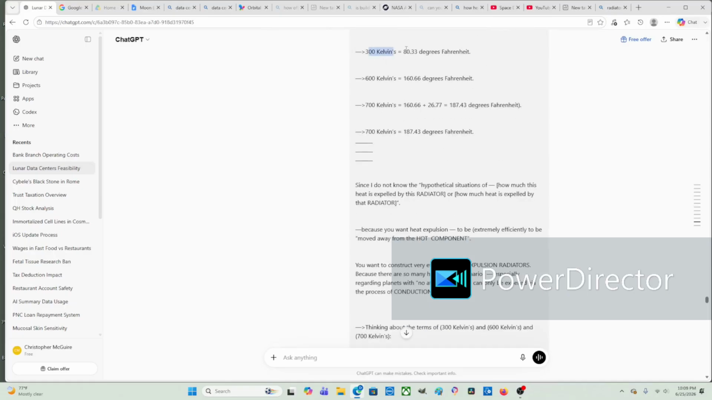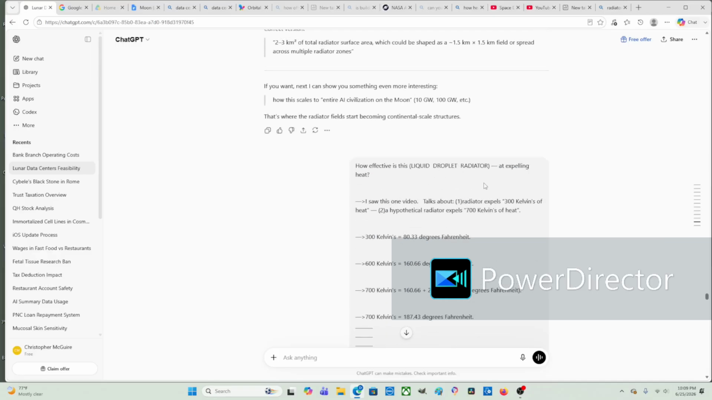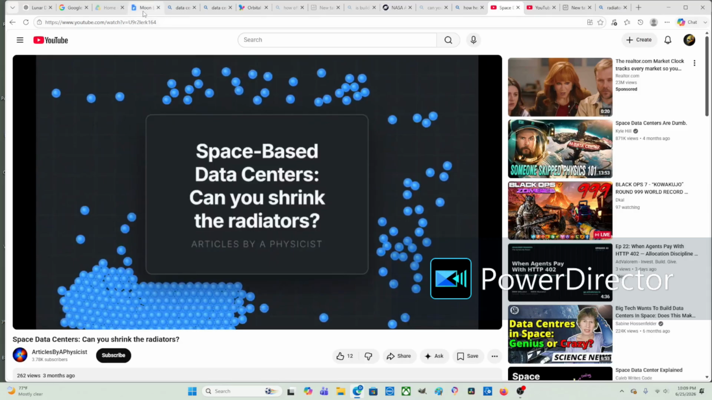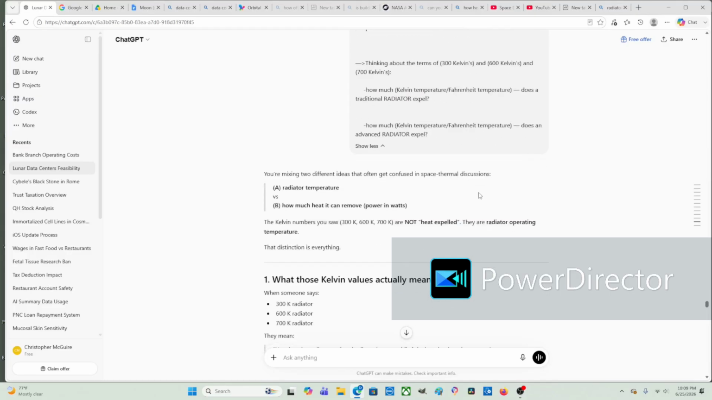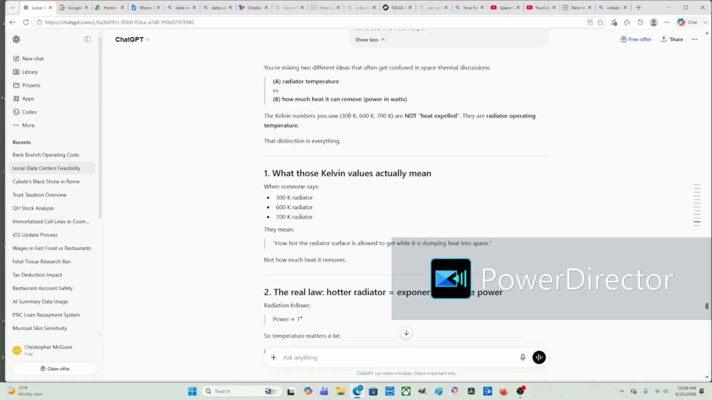In this example, I used kelvins and converted it into temperature measurements because I was looking at another video, like this video, and thinking about kelvins in terms of heat measurements, temperature measurements. 300 kelvins, 80.33 degrees Fahrenheit, 600 this one, 700 this one, etc. And then ChatGPT was like, oh no, they're not talking about 300K and 700K as heat expelled. These numbers are actually radiator operating temperatures. So the radiators need to be operating at these temperatures all the time, I guess.